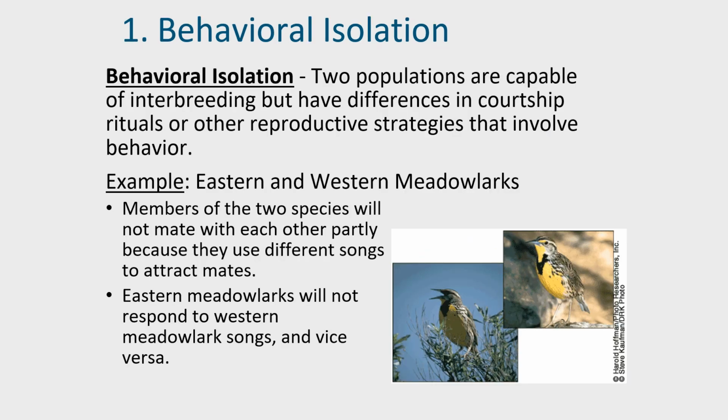So, behavioral isolation. Behavioral simply means that the populations cannot interbreed because they behave differently during their reproductive strategies. So, the courtship may be different, or they just act different when looking for a mate. The example would be the eastern and western meadowlarks. Members of the two species will not mate with each other partly because they use different songs to attract their mates. The eastern meadowlarks will not respond to western meadowlarks' songs and vice versa.